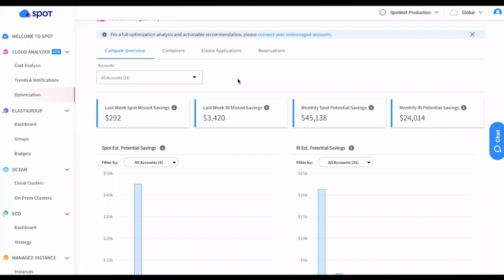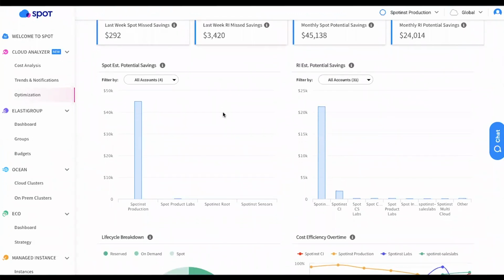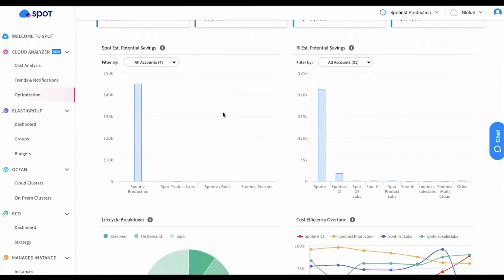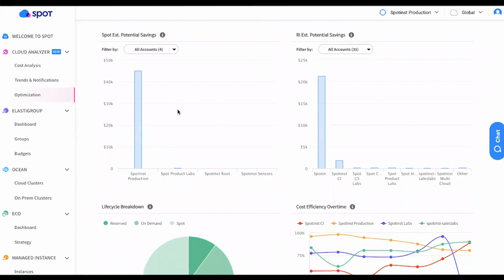So this is where the magic happens. Again, we're doing a high level overview. We have the compute overview. We're showing you this is where you could have done better. And again, there are two tracks here. We can either go with spot instances or we can go with reservations. So we're showing you what you potentially could have saved using spot instances and what you could have potentially saved using RIs. And we have that breakdown again over here by account.